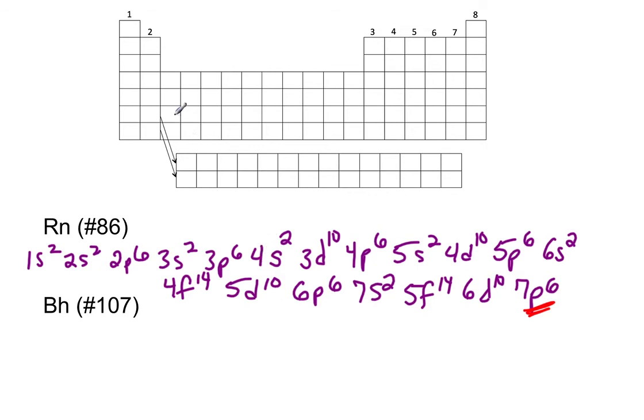So borium is going to be over here, 1, 2, 3, 4, 5. 1, 2, 3, 4, 5. So this is Bh. There's borium. So we're going to keep going until we get there.